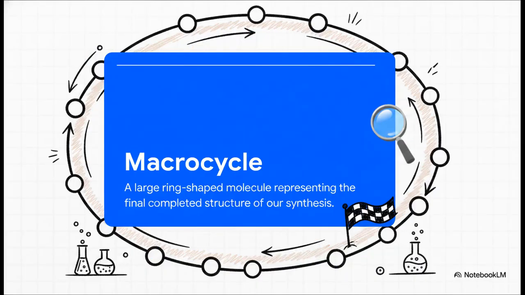synthesis. So, before we start hypothetically mixing chemicals, we've got to know what we're actually building. The key takeaway here is understanding that a macrocycle is just a really large ring-shaped chemical molecule. This ring structure represents the final completed state of our synthesis. Think of it like a closed circular track built entirely out of atoms. That's our ultimate finish line today.